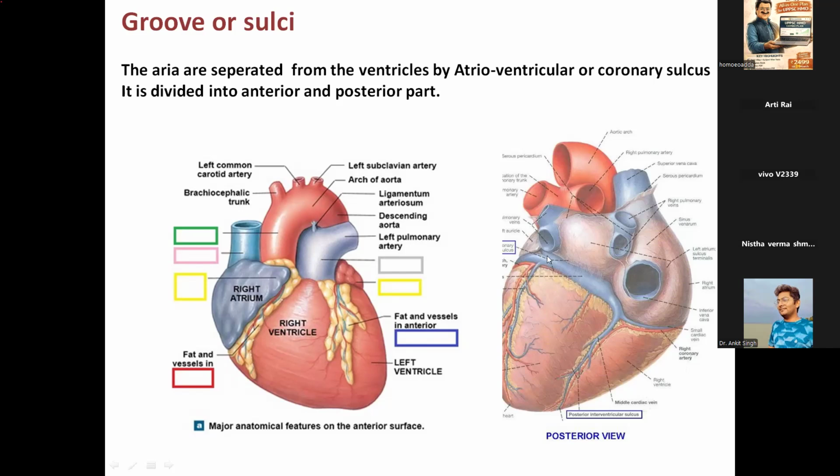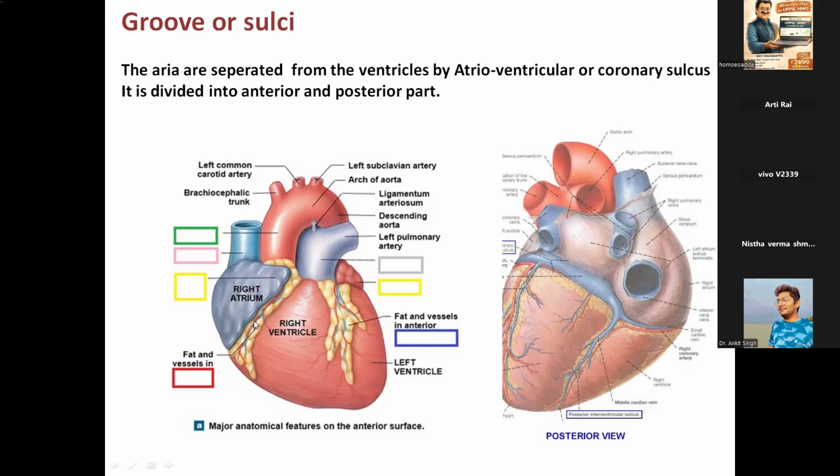So the coronary sulcus is divided into an anterior and a posterior part. On the anterior side, you can see the anterior coronary sulcus. This is the coronary sulcus dividing the atrium and the ventricle. It goes finally onto the back side, where it is the posterior part of the coronary sulcus.